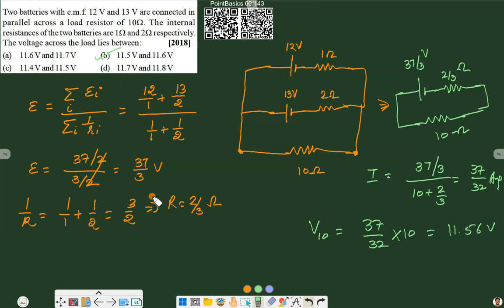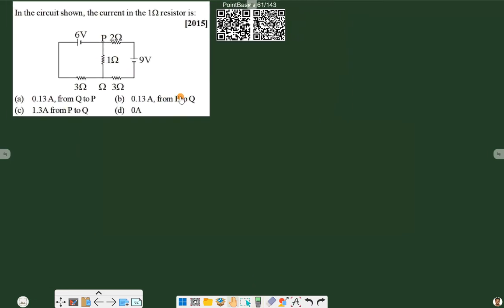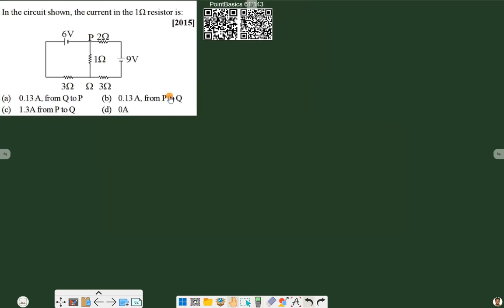Moving to next question. In the circuit, the current in the 1 ohm resistance will be, so we have to find current through this resistance. So let's slightly adjust and start.